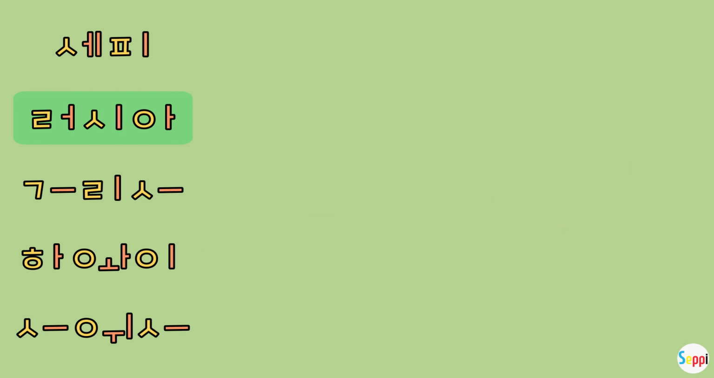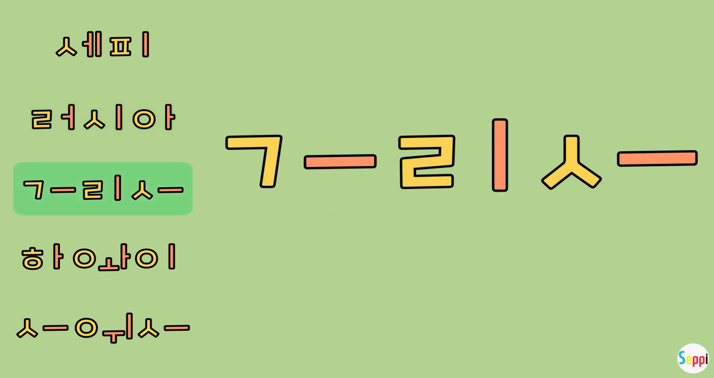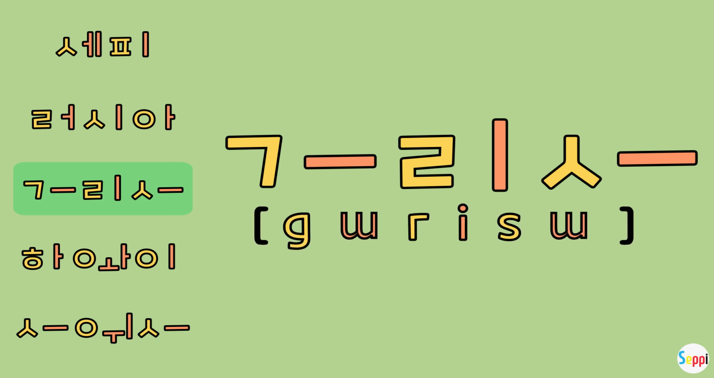Here we have next one. Simple horizontal one was the hardest vowel to master. Do you remember? Beginning from the base G consonant, we have Greece. It is Greece. Yes, it's Greece in English.